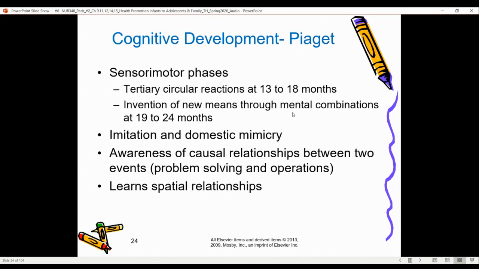Awareness of causal relationships between two events, and problem solving operations, like I mentioned. They understand that mom leaves, mom comes back, that kind of concept. And they're now starting to learn spatial relationships, so hot, cold, big, small, those kinds of concepts are starting to be learned at this age.